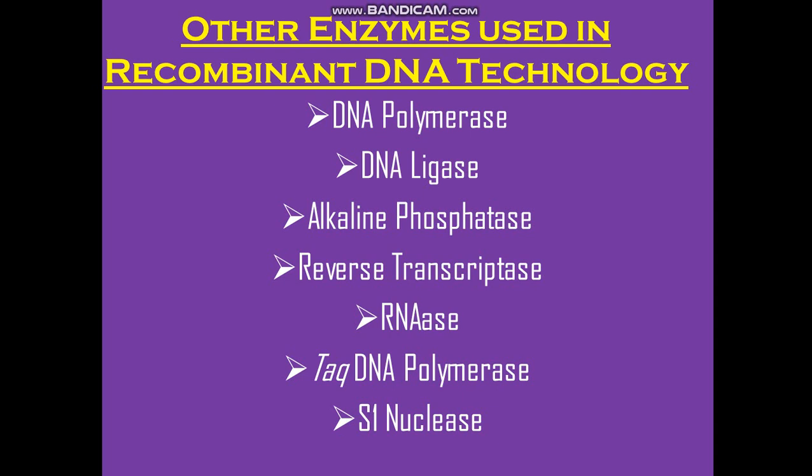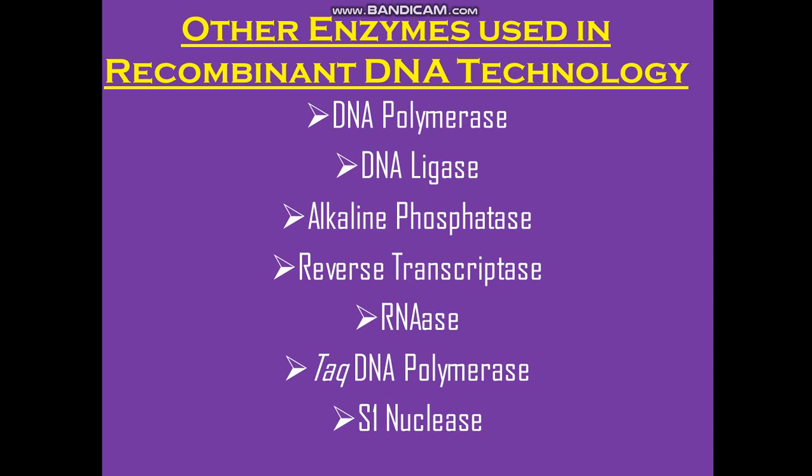DNA polymerase you all have studied, and it is responsible for synthesis of DNA complementary to the DNA template in the 5 prime to 3 prime direction. For the same purpose, it is being used here also. Next is DNA ligase. Ligase also you have studied. They seal the single stranded nicks in the double stranded DNA by forming phosphodiester bonds between the adjacent nucleotides. You all know this. Next is alkaline phosphatase.